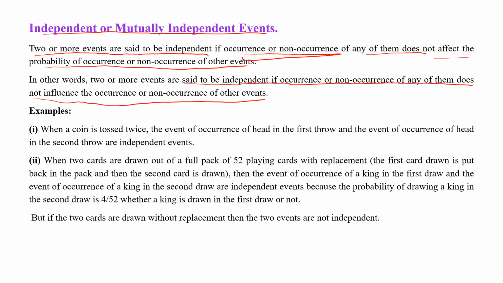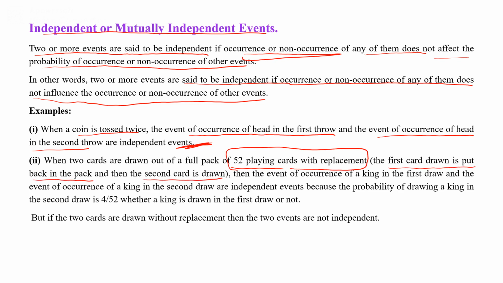For example, if we toss a coin, or 2 coins or 3 coins, then the event of getting a head in the first throw and the event of getting a head in the second throw are independent events. In the case of 52 playing cards drawn with replacement, the first card is put back in the pack and then the second card is drawn. Suppose we take a king in the first draw and a king in the second draw. These events are independent, because the probability of drawing a king in the second draw is also 4 by 52, whether or not a king was drawn in the first draw.